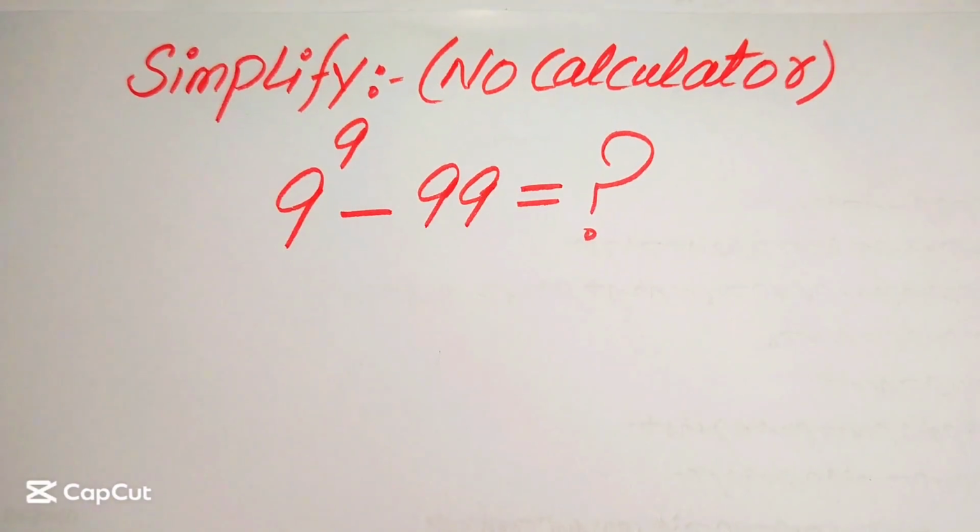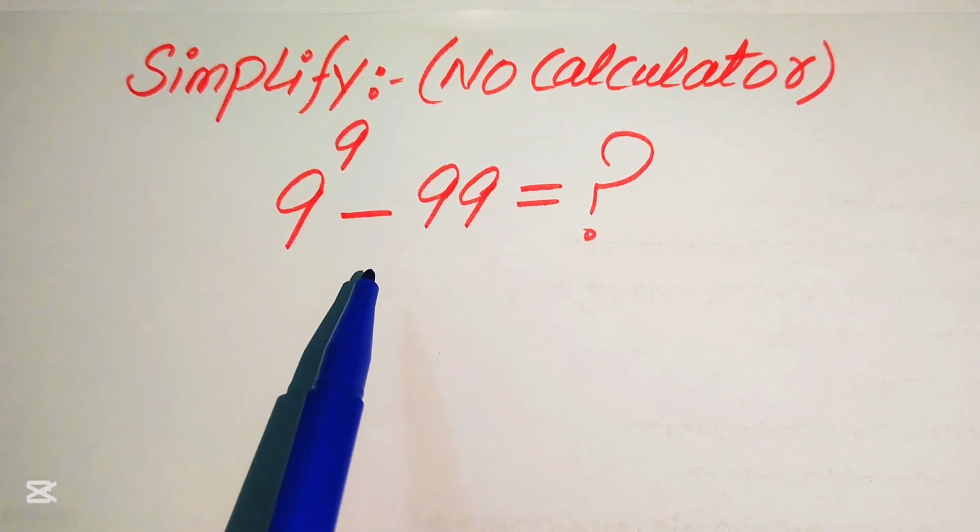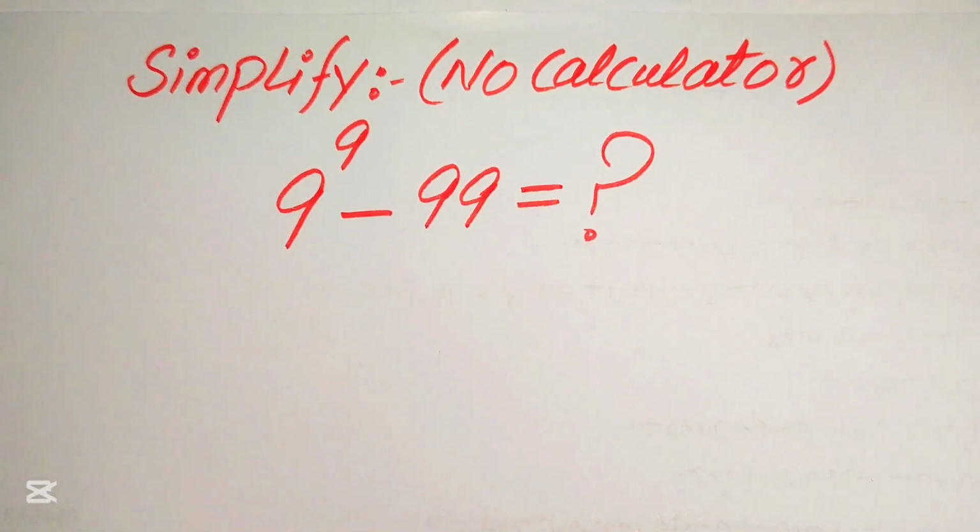Hello everyone, how to simplify this nice algebraic expression. If we have 9 to the power of 9 minus 99, here we simplify this expression into the simplified form. But remember one thing: a calculator is not allowed in this problem.